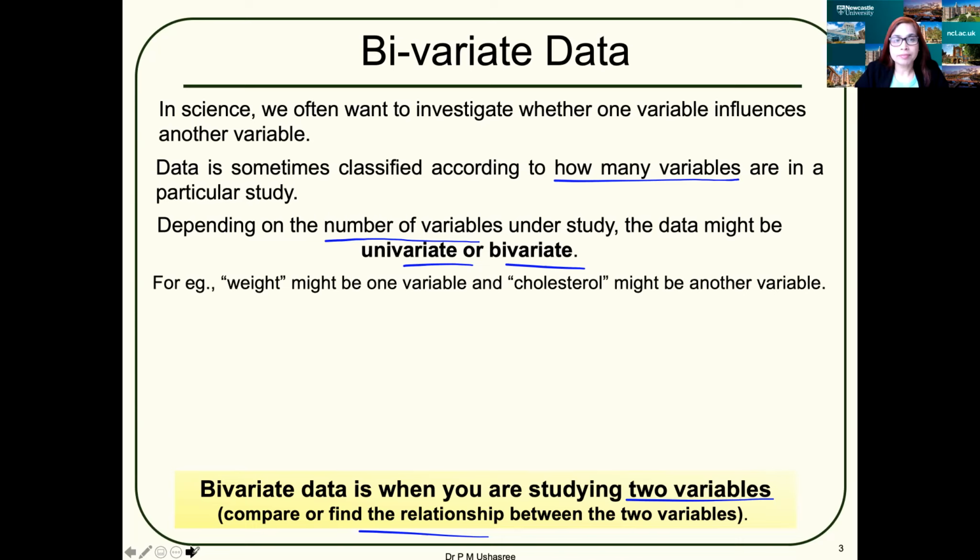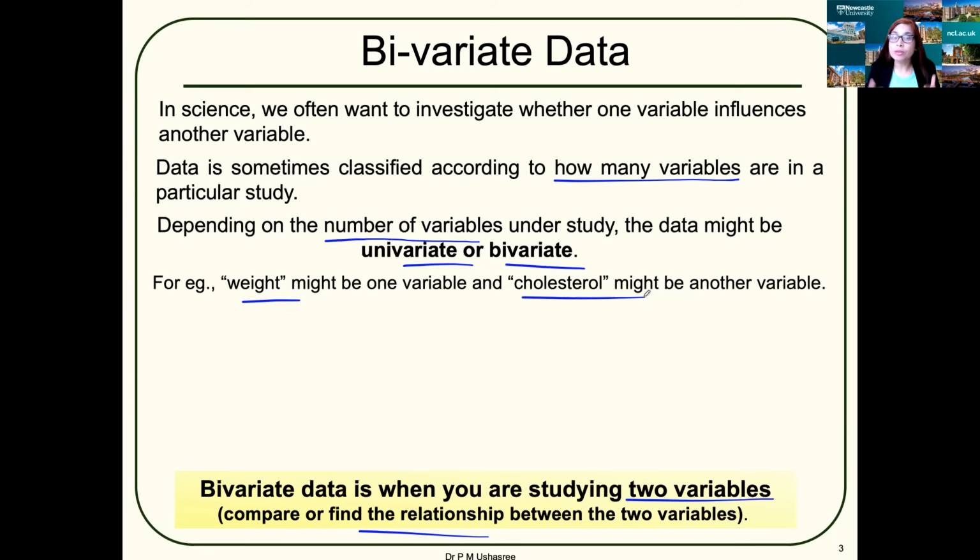For example, weight might be one variable and cholesterol might be another variable. If you remember, in week 1, we have seen some quantitative data, the cholesterol level of 30 adults. That is a beautiful example of one variable. You were just studying the cholesterol level, and you calculated the mean, median, mode, range, and all the summary statistics for those data. So you were studying cholesterol level alone.